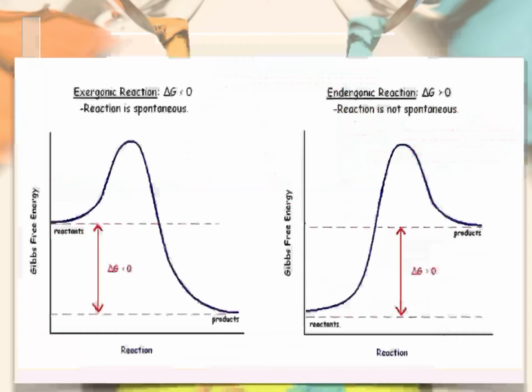But here's the thing. We use the term exergonic and endergonic, and not exothermic and endothermic, because they're not necessarily related. With delta G, there's a temperature component that's not included with delta H. So with delta H, we say exothermic.